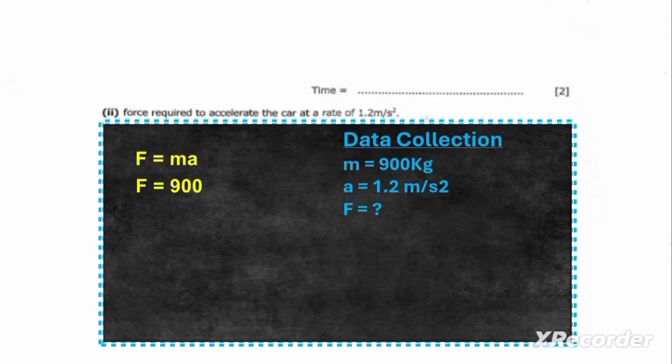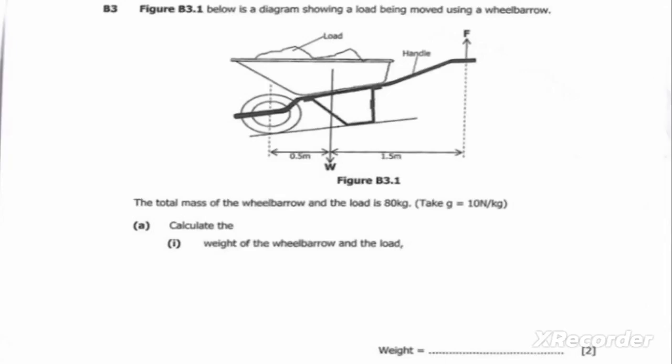So we are going to say force is equal to 900 times 1.2. We are going to get 1080 newtons. 1080 newtons is the force required to accelerate the car at a rate of 1.2 meters per second squared. We are done with this question. Let us move to the next question, which is question B3.